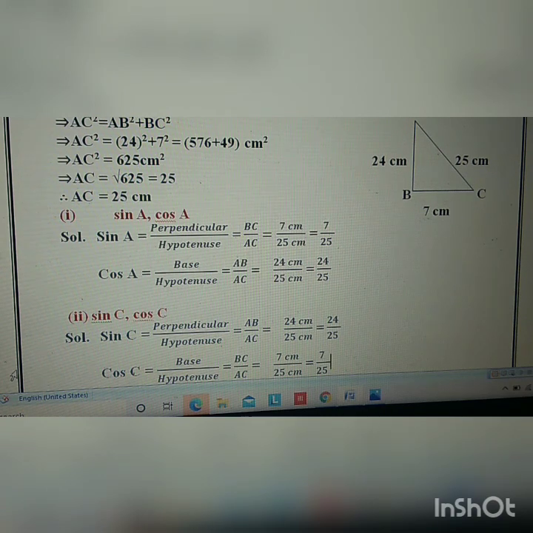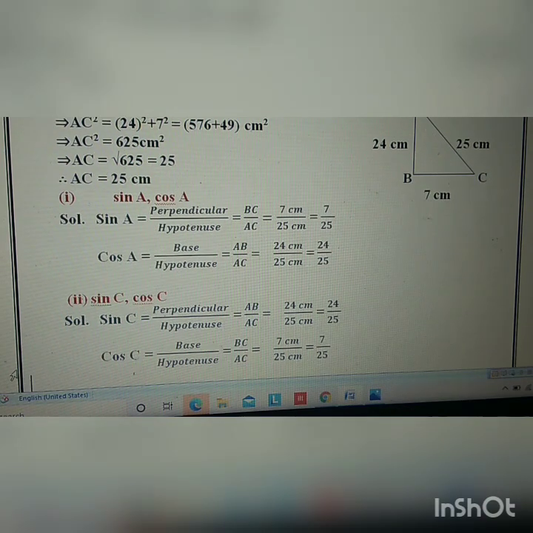So this is question number 1, in which we just used the Pythagoras theorem and found the values of sin A, cos A, sin C, cos C. Now let's move towards question number 2.